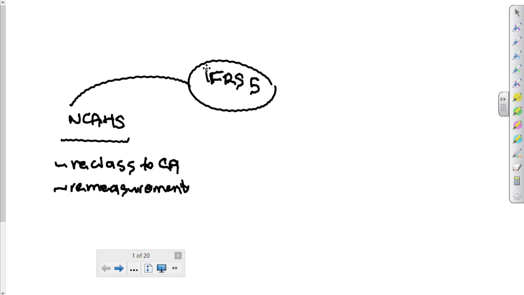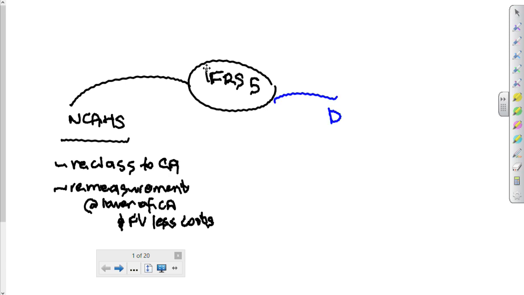And there's a remeasurement at lower of carrying amount and fair value less costs to sell. Because my intention is now to sell this asset, and so if the amount that I can sell the asset for is less than what I'm carrying it in the books at, I need to make an adjustment. And that's what we looked at last week. This week we're going to deal with the other aspect of IFRS 5, discontinued operations.